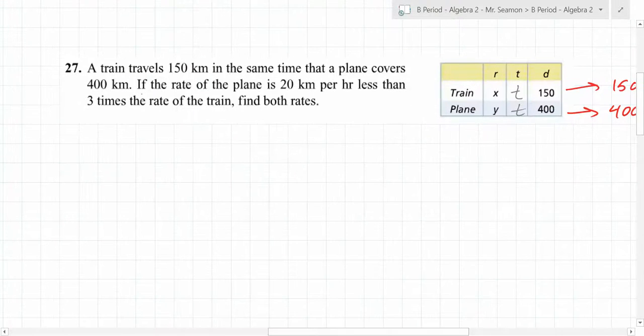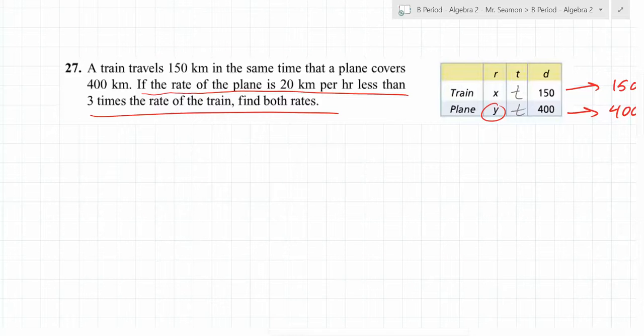Oh, the second sentence right here. If the rate of the plane, and that's the y, the rate of the plane is 20 kilometers less than 3 times the rate of the train. Can someone who hasn't spoken tell me what the relationship is? Katie, what's it going to be? Y times 3 minus 20. Yep, equals x. Correct.